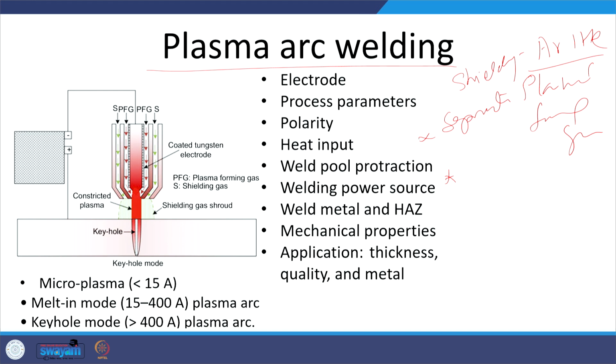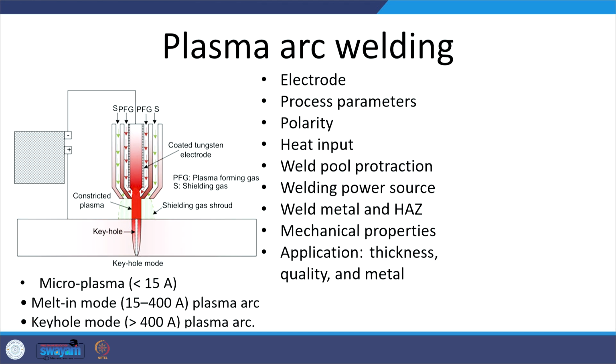Okay. So, depending upon the current rating, plasma arc welding is categorized in 3 ways. One is the microplasma. It produces a very thin and very weak plasma, particularly suitable for thin sheet welding. Okay. This is produced using a current of less than 15 ampere. Another is the plasma where the melt-in mode is used. This uses a current of 15 to say 400 ampere.